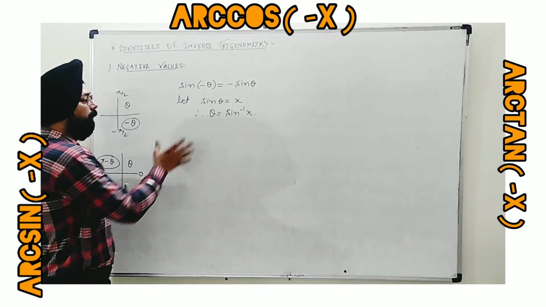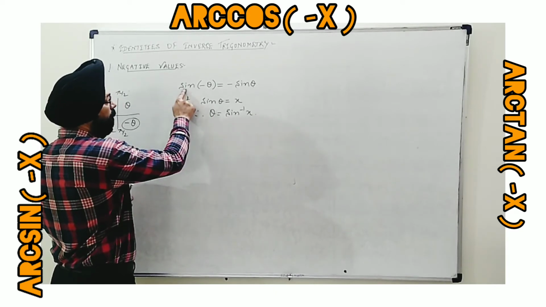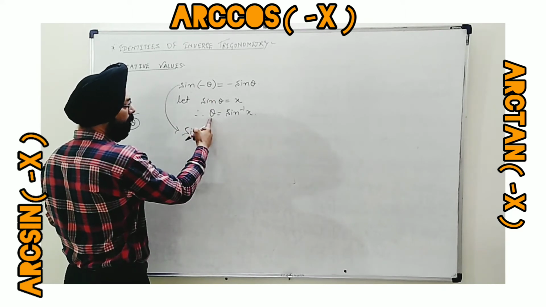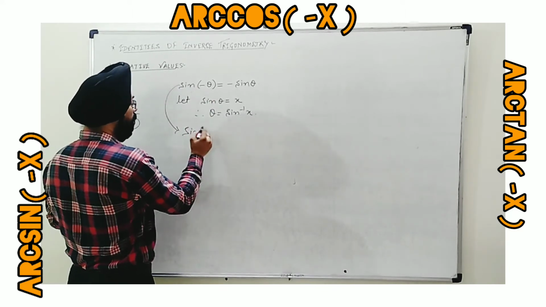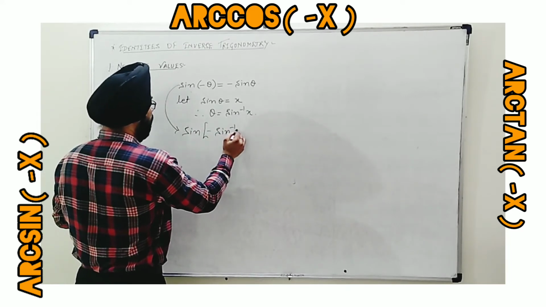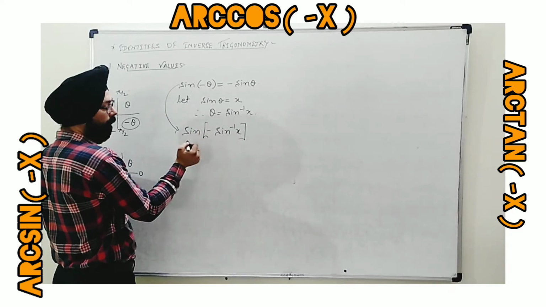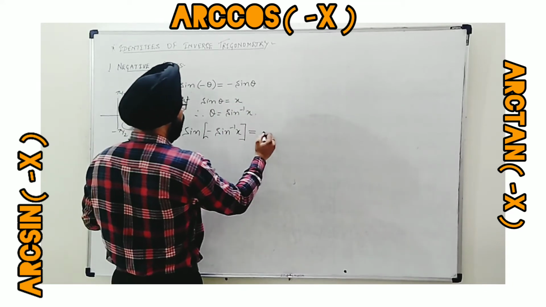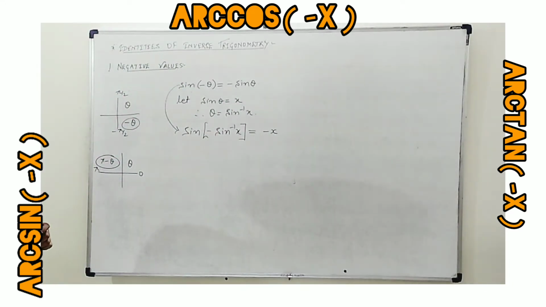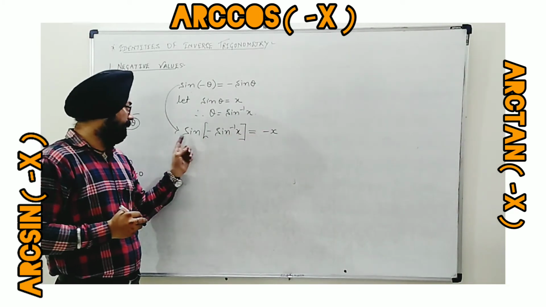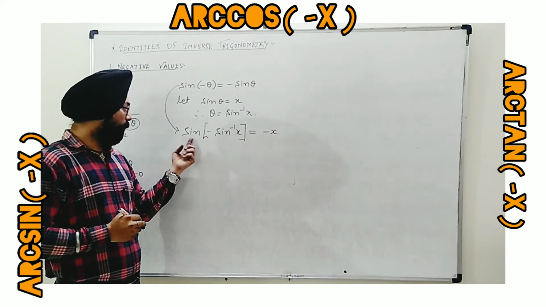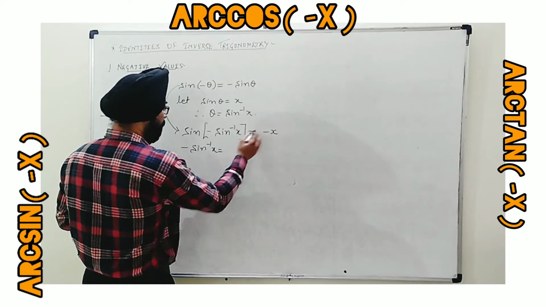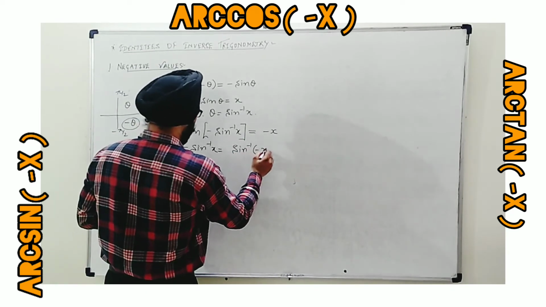Now, how to utilize these two relations? First of all, write sine as it is. This is minus theta. We have obtained the value of theta in inverse form, so this becomes minus of sine inverse x. In place of theta I have written this value. Sine theta was taken as x, so minus sine theta becomes minus x. Now obviously on both sides, if I apply the sine inverse, this will be cancelled.